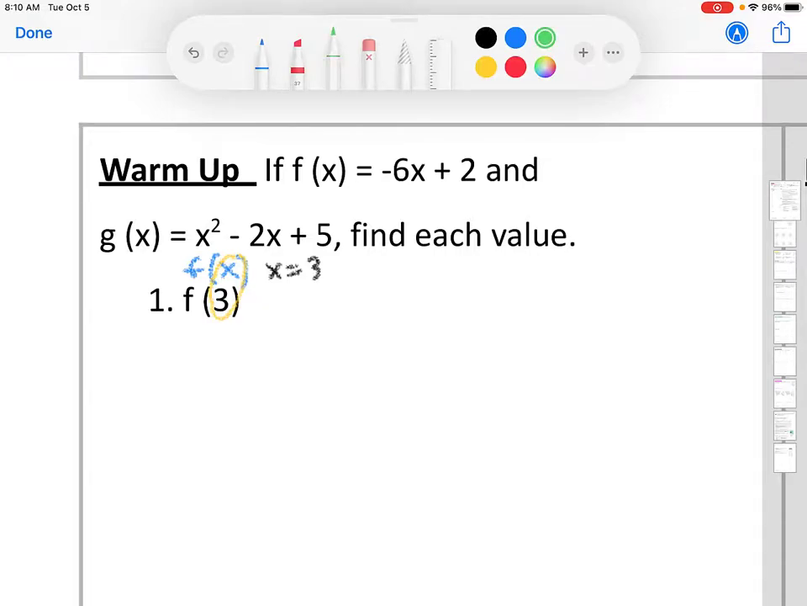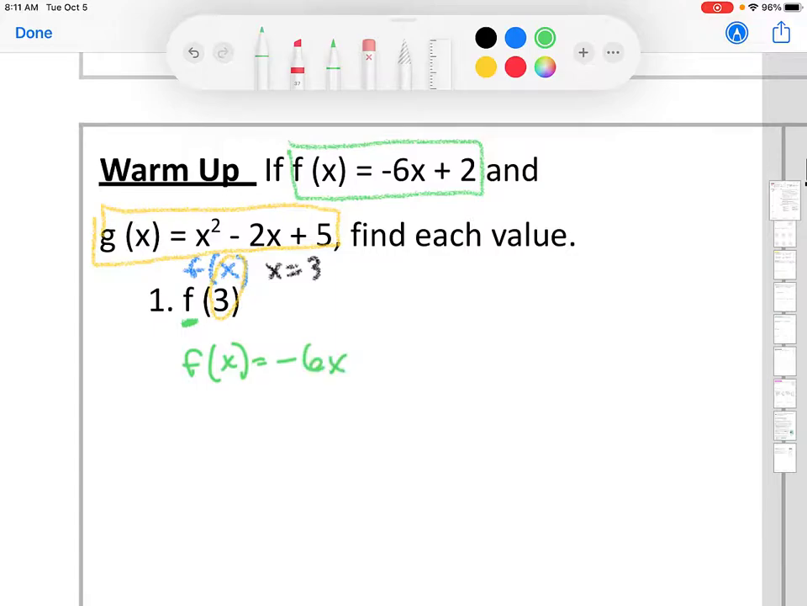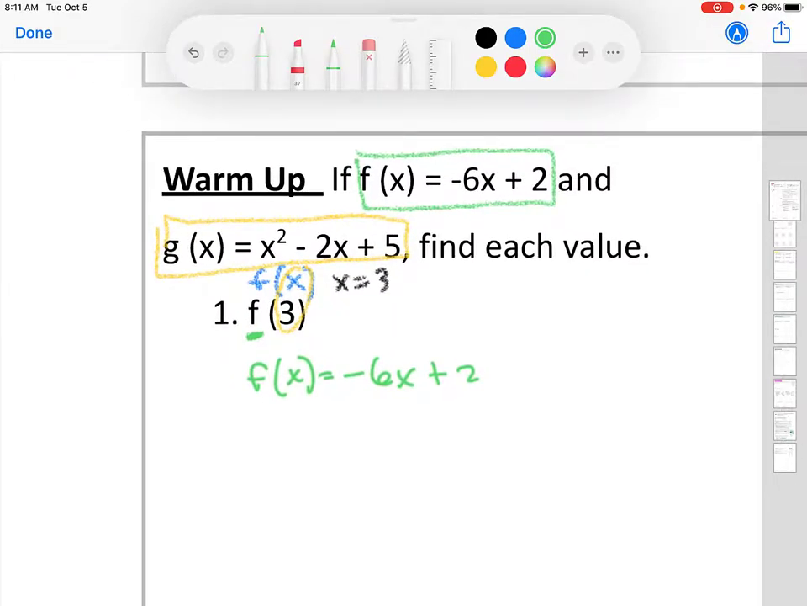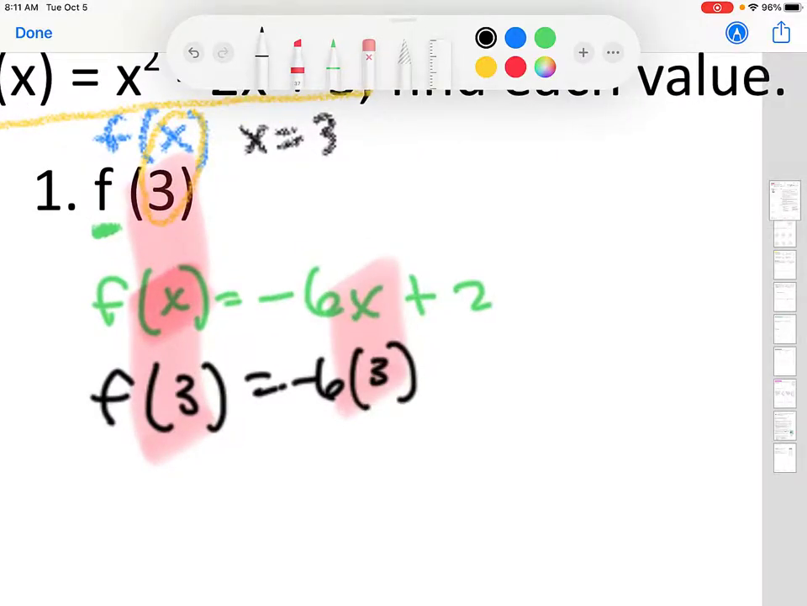Alright, so I have two functions here. Let's call this f of x the green one and g of x the yellow one. Okay, so you'll notice that the first problem has an f. So I'm just going to copy that. F of x equals negative 6x plus 2. And here, all we have to do is a substitution. We said that x is equal to 3, so I'm going to put that every time I see x. So instead of writing x, we're going to write 3. So f of 3 equals negative 6. And every time we do a substitution, you put it in parentheses.